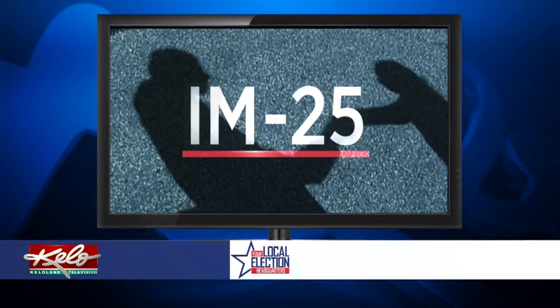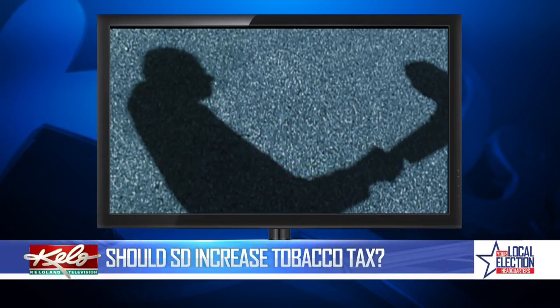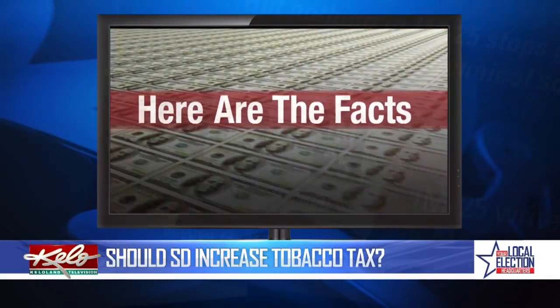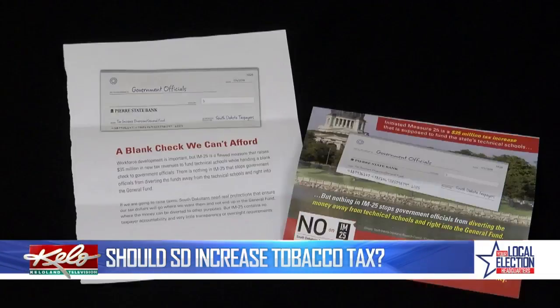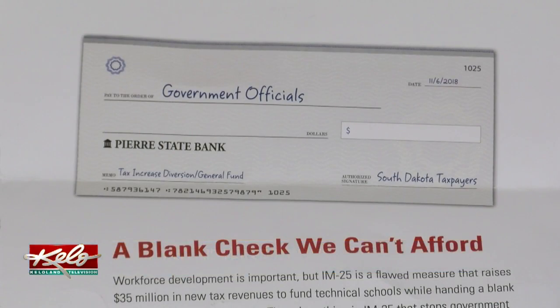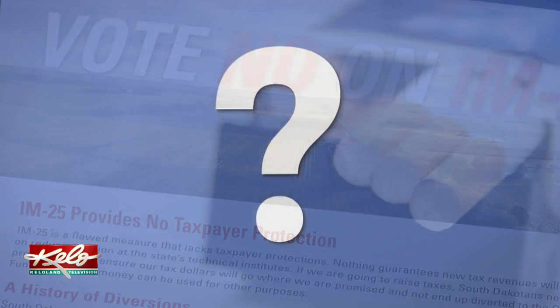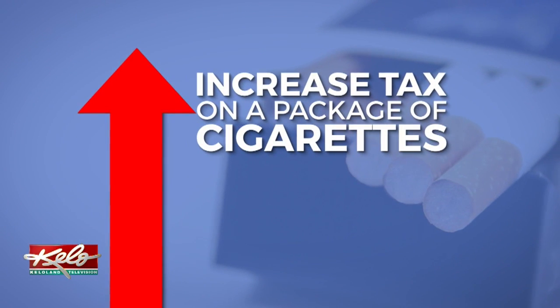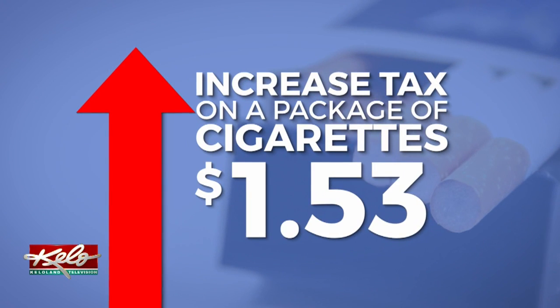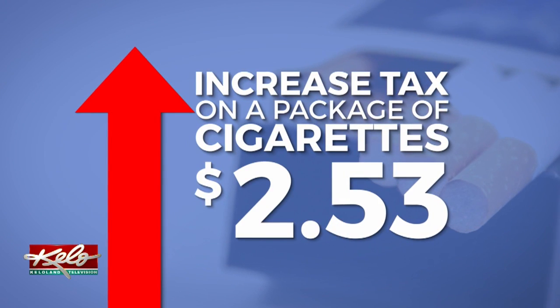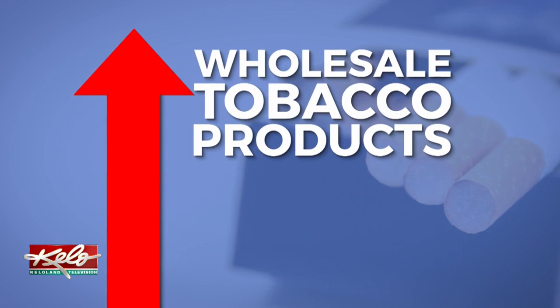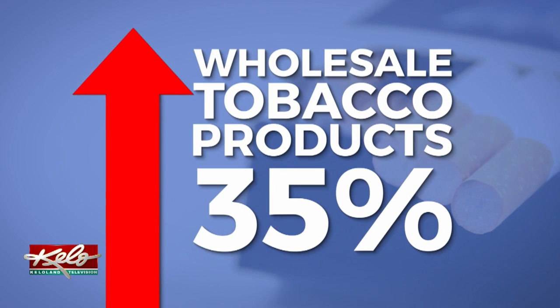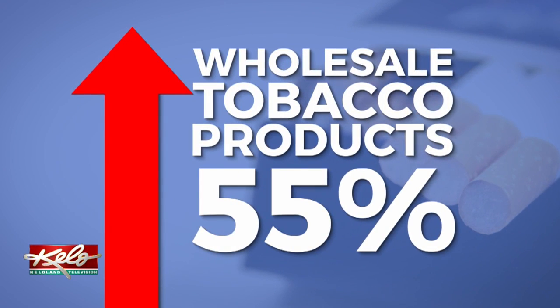Supporters of Initiated Measure 25 make big promises. Whether it's through your television or your mailbox, chances are you've seen ads for Initiated Measure 25. But what exactly would the measure do? It would increase the tax on a pack of 20 cigarettes from about $1.53 to $2.53. The tax on wholesale tobacco products would also go up from 35% to 55%.